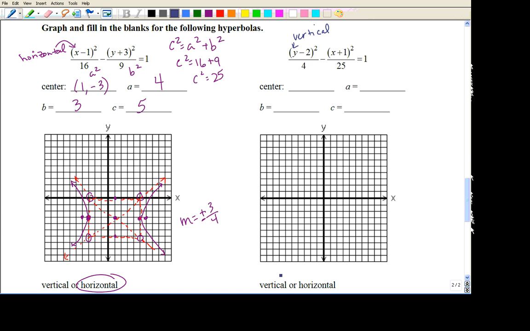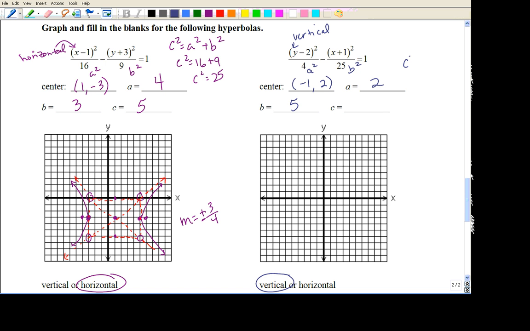I'll just go ahead and circle a vertical down there on the bottom. And then the a squared and the b squared always stay in the same spot for a hyperbola. So the center, because the y is first, is going to be in the backwards order. So the center is at negative 1, positive 2, opposite sign. A squared was 4, so a is 2. B squared was 25, so b is 5.